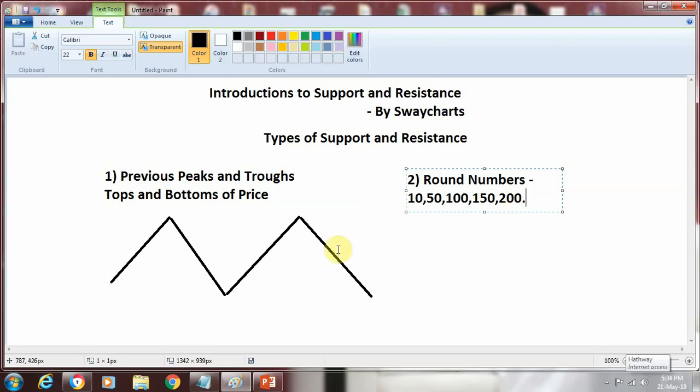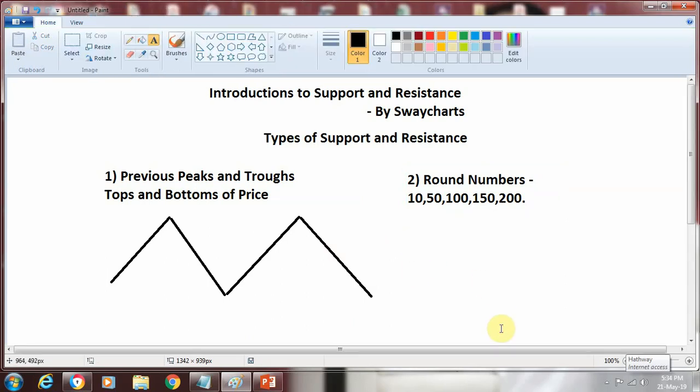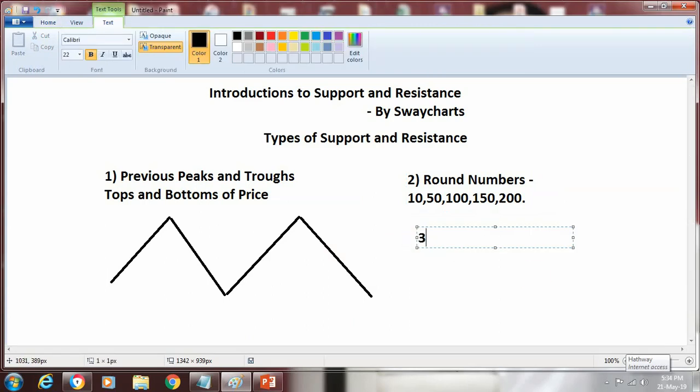Then comes the third type of support and resistance, which is known as trend lines and trend channels.